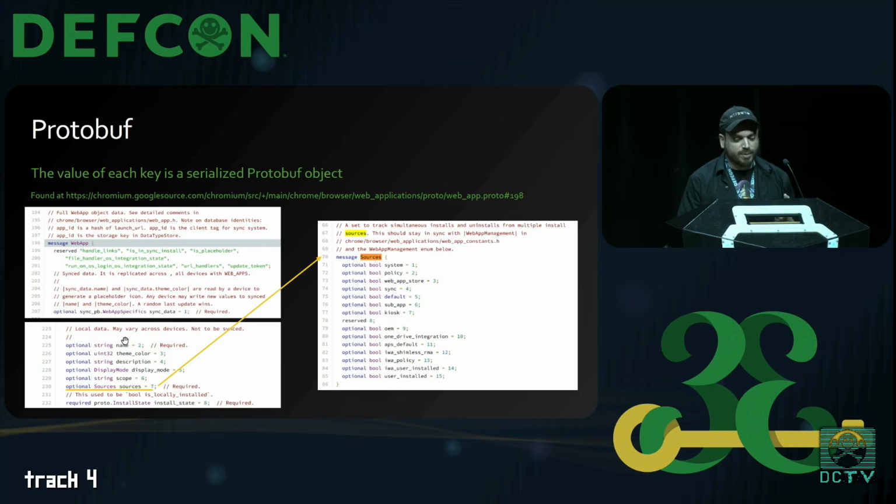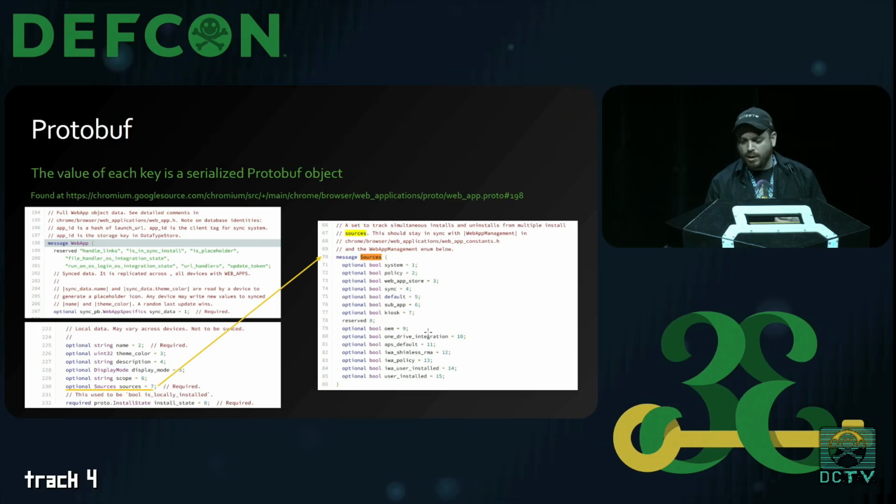So, at position 2 in our protobuf object, that's a string, that's the name of our application. At position 7 is the sources object, which is a different type because, of course, you can nest these. A sources object is, in fact, a series of bools that say, how was this web app installed? Was it sideloaded? Is it a core system component?